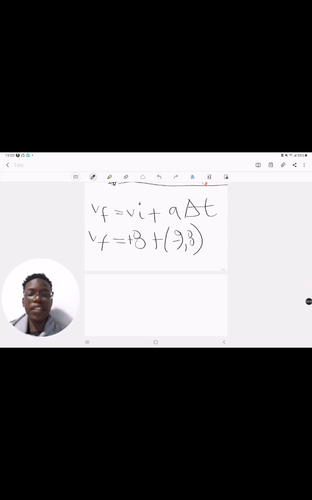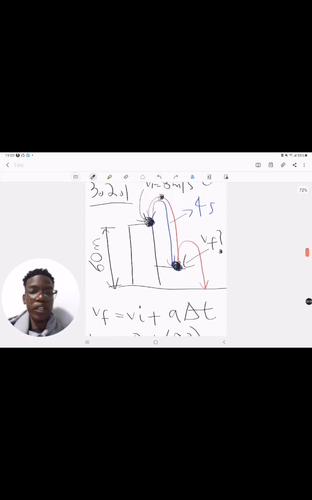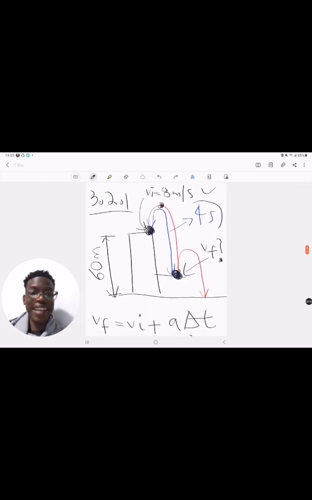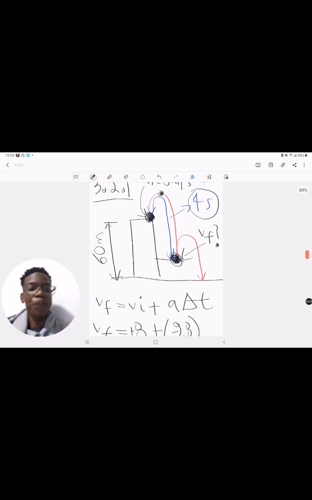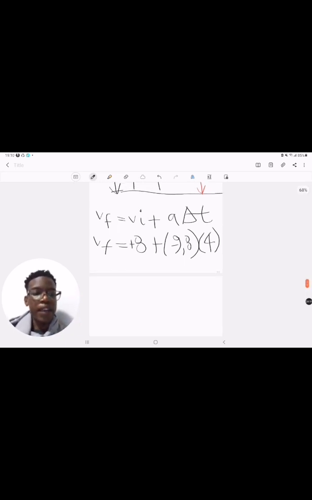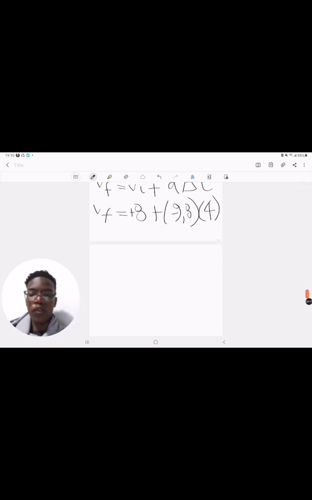Now we need our delta t. What is our delta t? From the question, our delta t is the time at which the object moved from that point to the balcony. That time is 4 seconds. So that's going to be 4 seconds here. And now you can solve for your VF.